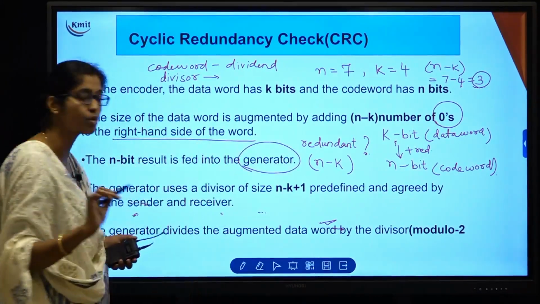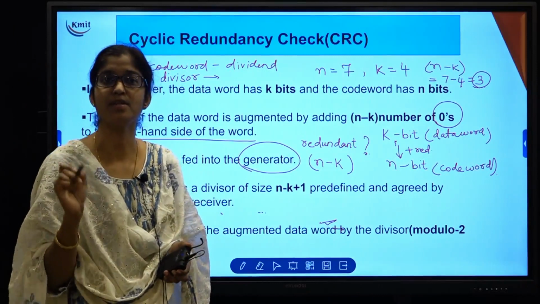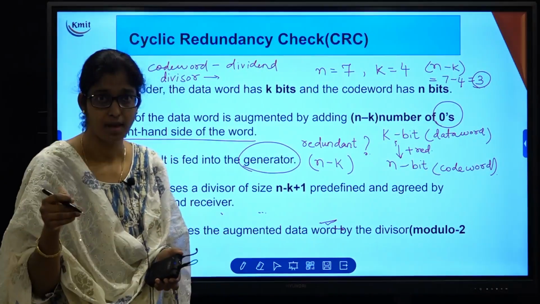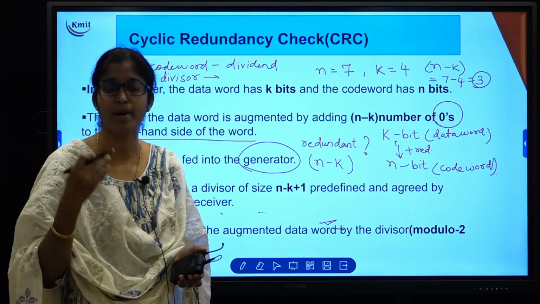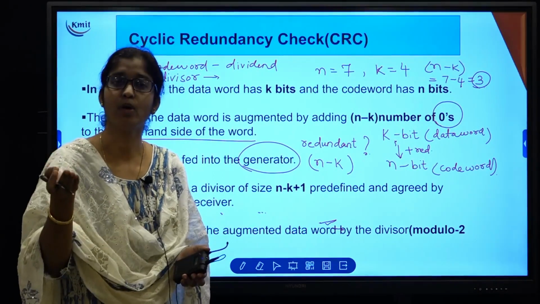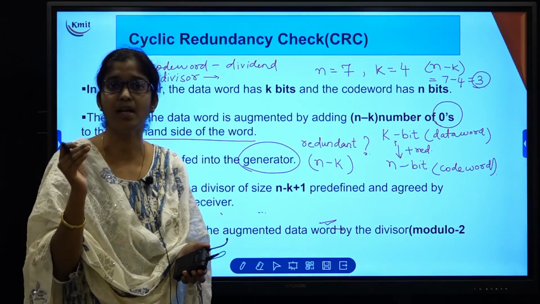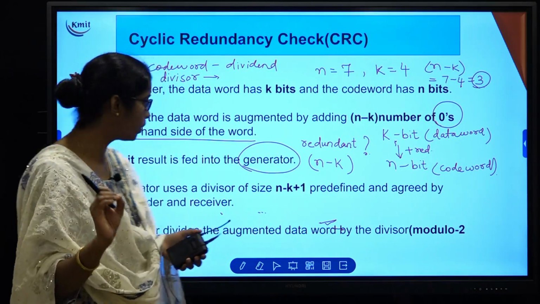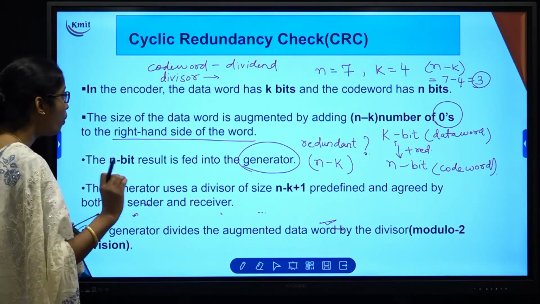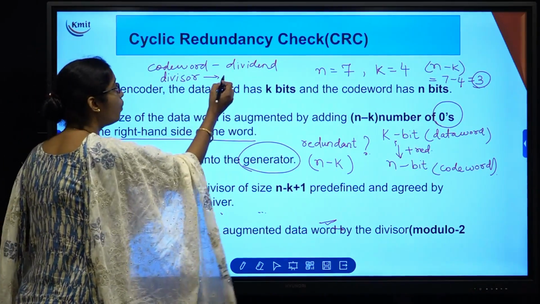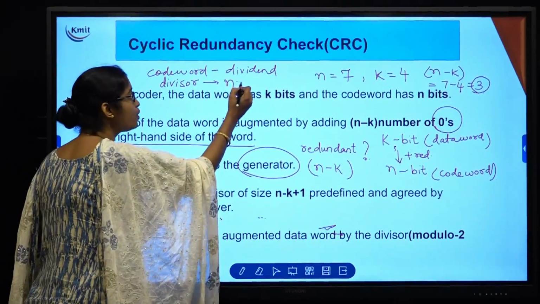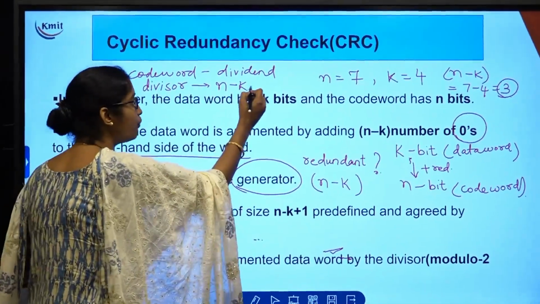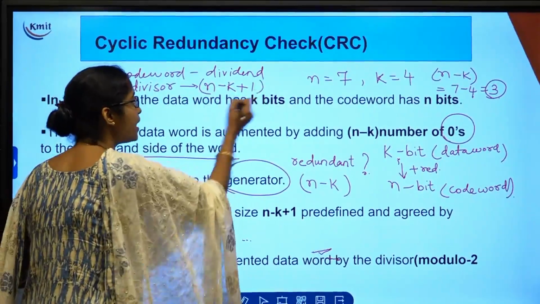Why is the divisor called as a generator? Because the divisor is generated from a polynomial and the same divisor will be used by both sender and receiver because according to a protocol they agree upon the same divisor. Okay. Now what should be the size of the divisor? What is the size of the divisor? The size of the divisor will be with the formula n minus k plus 1.